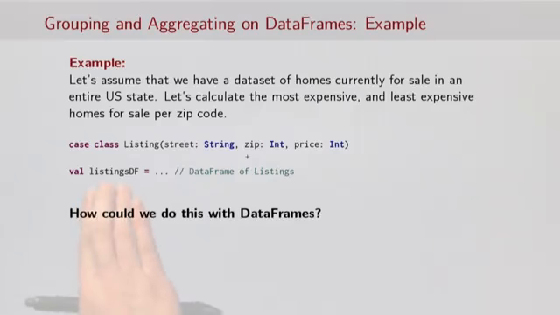Assuming that we have a data frame full of these listing things here, how could we compute these most expensive and least expensive homes for sale per zip code? I'm going to let you try it. Feel free to go back to the last slide if it helps, but see if you can use group by and some kind of aggregate function to do these calculations.